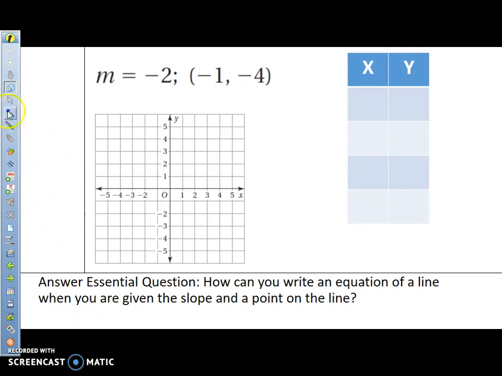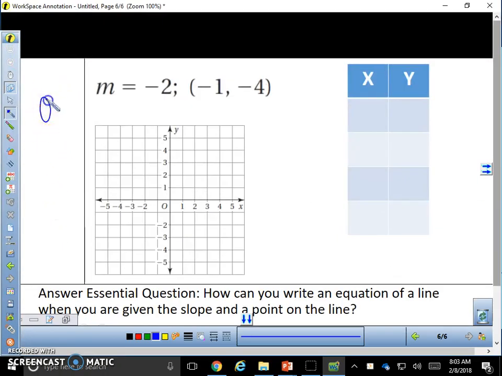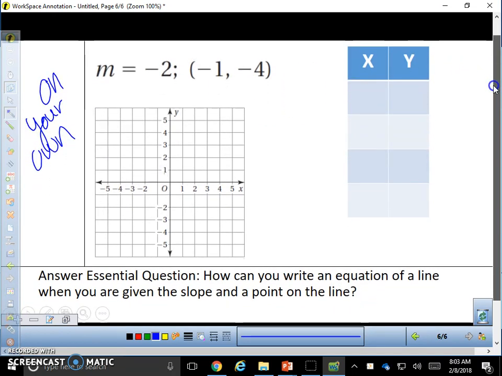All right, here is your on your own problem. Go ahead and try this one on your own. Answer that essential question, and your checkpoint is ready to go.